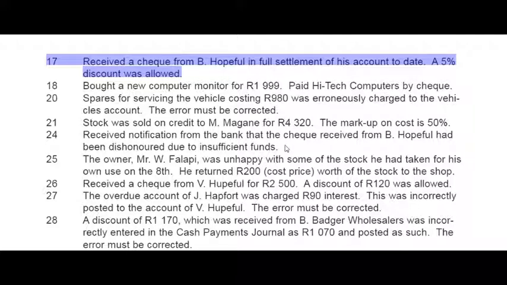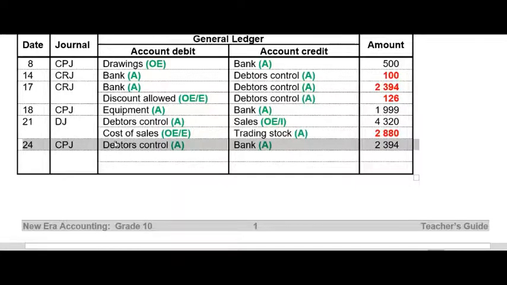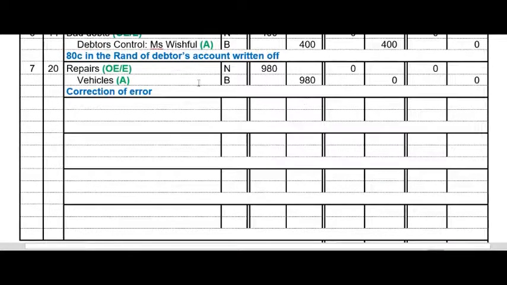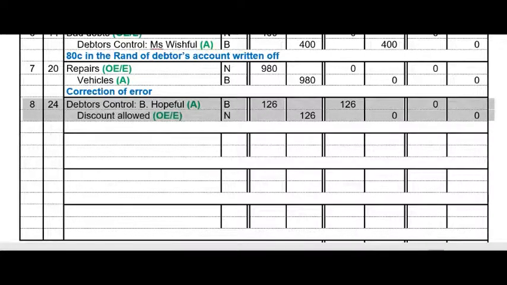So the first thing that we need to do is we have to go and reverse the part that B Hopeful actually paid us in the CPJ. Okay, so in the CPJ, we will go and reverse the part that we actually received from B Hopeful, that 2,394 Rand. To reverse discount on an RD check, you do it in the general journal. You go and debit debtors control, the debtor owes us again. We are taking away the discount from him. We go and credit discount allowed because we're actually reversing that expense, and we say discount cancelled on an RD check.